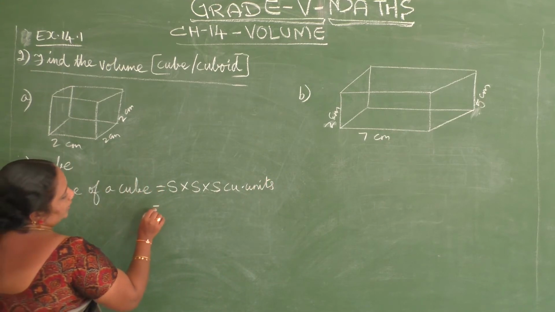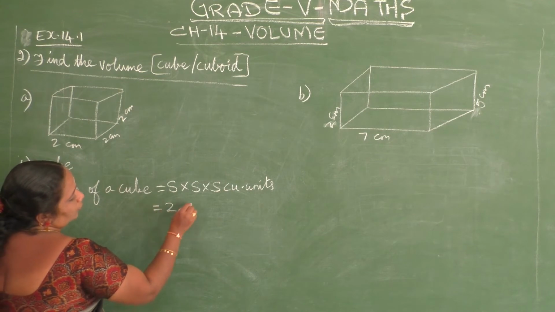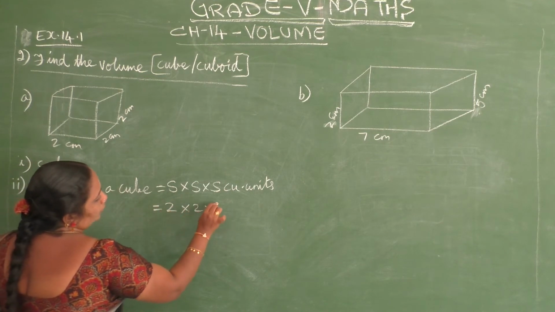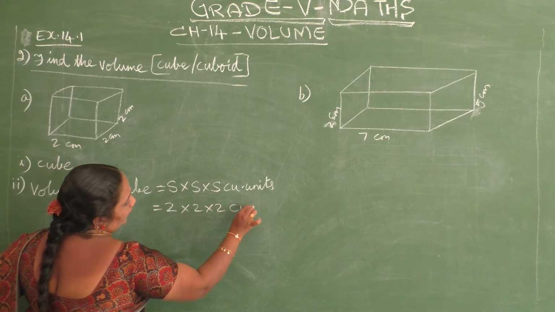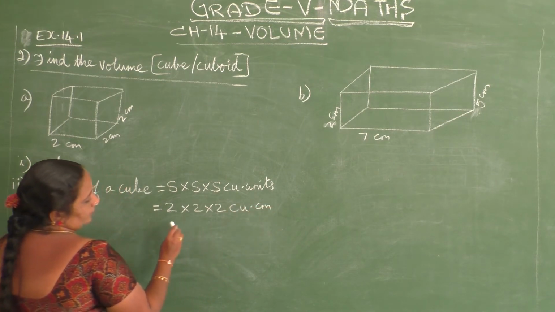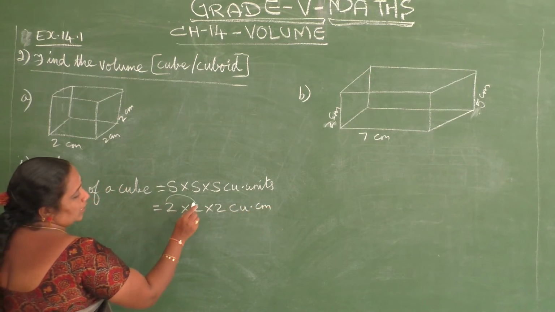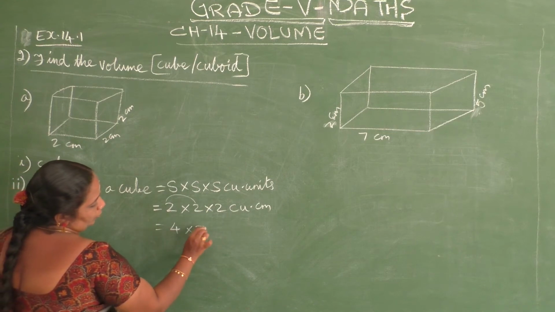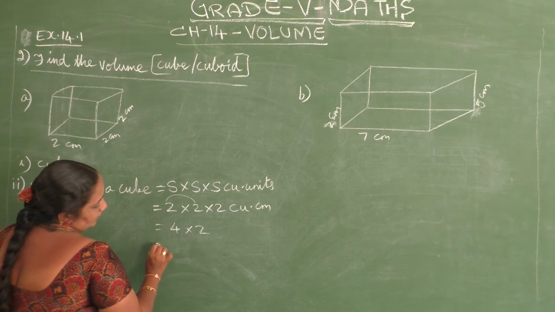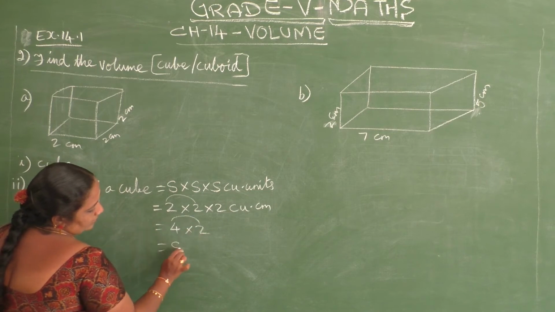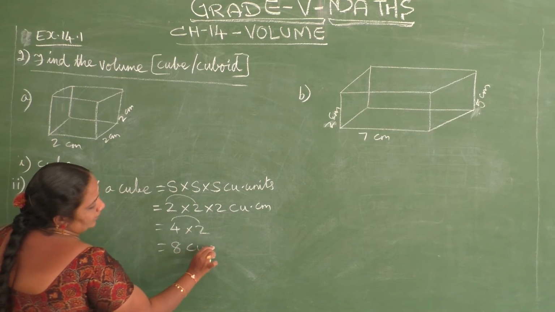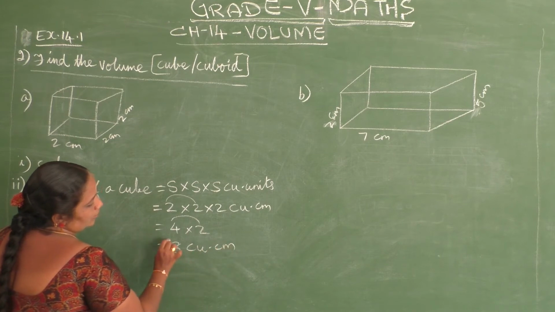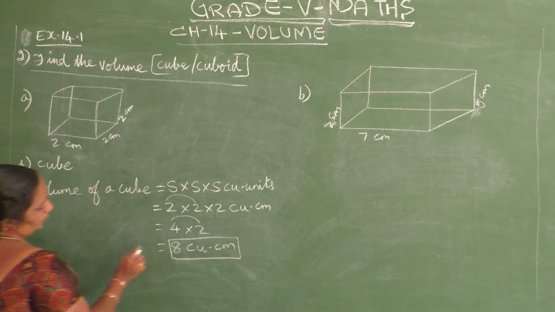So side into side into side. The sides are 2 into 2 into 2 cubic centimeter. Then you have to multiply this. 2 2s are 4. Then 4 2s are 8. 8 cubic centimeter. This is the volume of this cube.